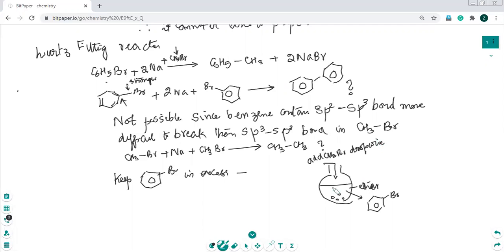So at any particular time, the amount of CH3Br is kept minimum so that it will go and catch only the benzyl bromide. Thereby you can reduce the amount of this one. Even though a small amount of this will be formed, both will be formed in very small amount. But you can minimize this by altering the reaction techniques.